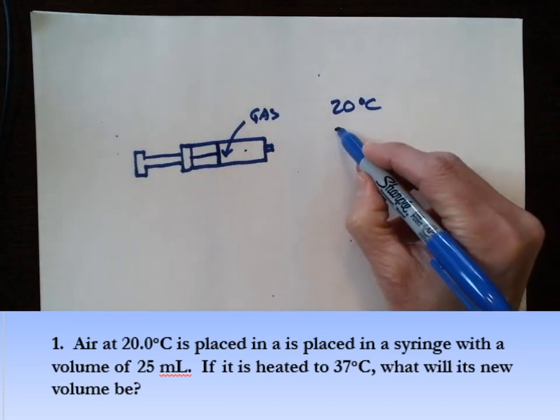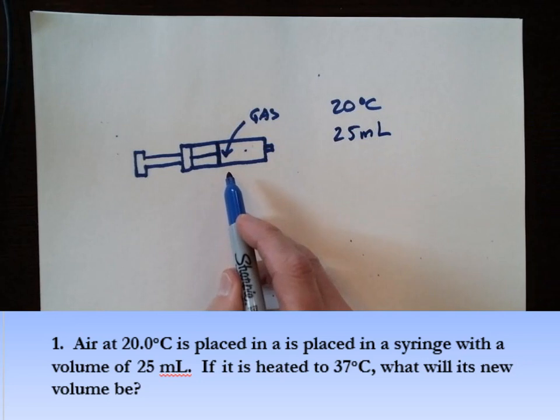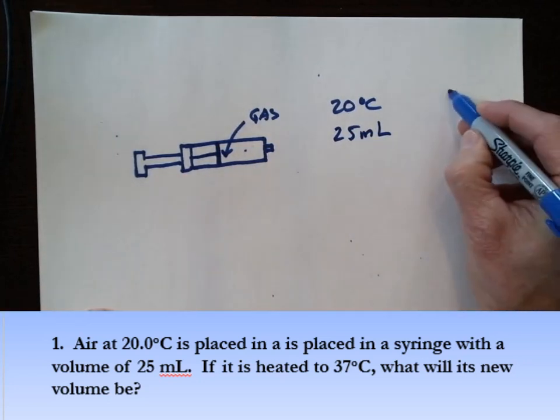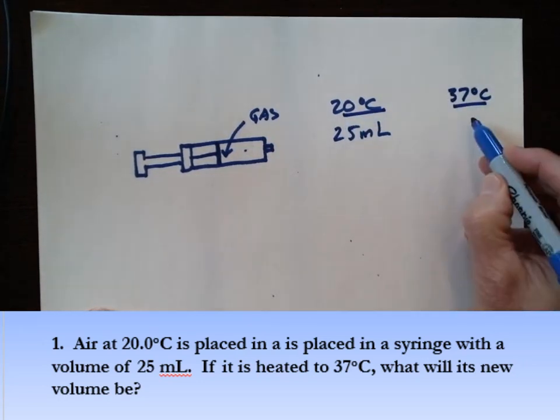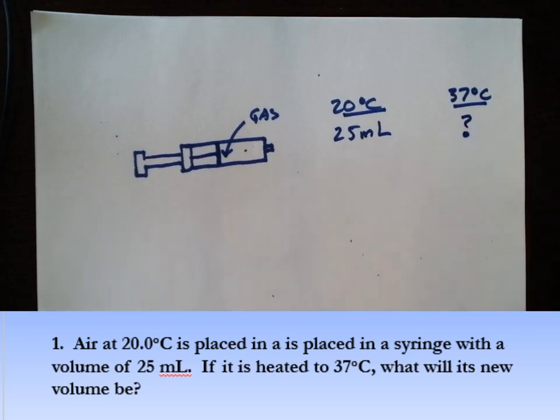Its volume is 25 milliliters, and we're going to heat it. When we heat the syringe, of course, the gas is going to expand, and we're going to heat it to 37 degrees Celsius. And what we want to know is, what is the new volume?